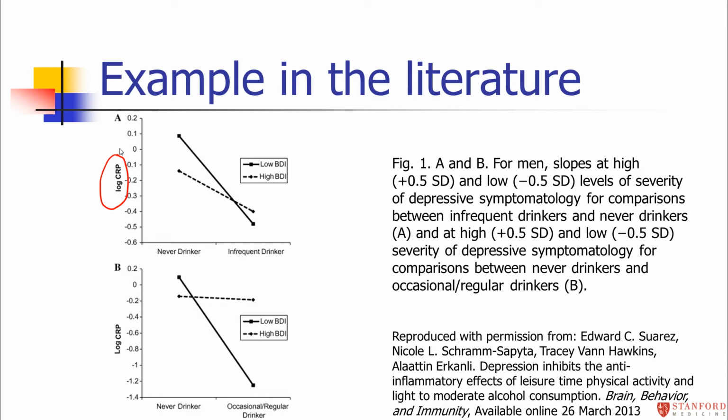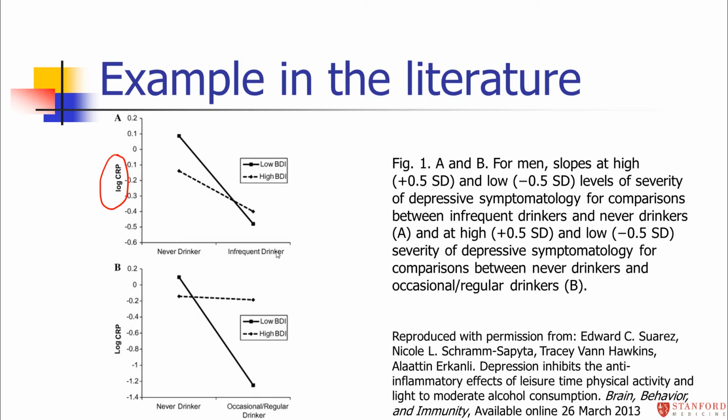I like this figure. I wanted to use it to point out two other points, a little bit of review from things we talked about this week and a little bit of a preview of what we're going to talk about next week. This is an example of a categorical predictor that's been dummy coded. For the predictor of drinking, they divided it into three categories: never drinker, infrequent drinker, and occasional or regular drinker.